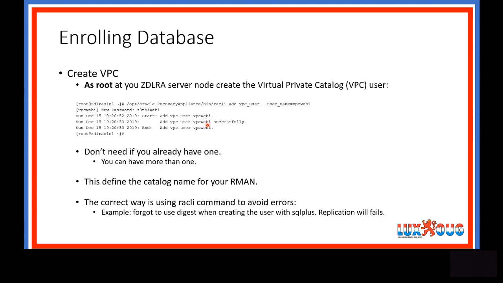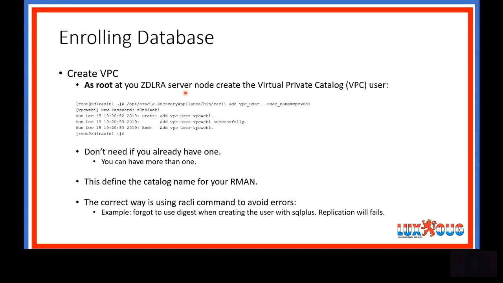So after that, you create your VPC. What is VPC? VPC is Virtual Private Catalog user. So this user is the RMAN catalog user that you use to connect in RMAN.